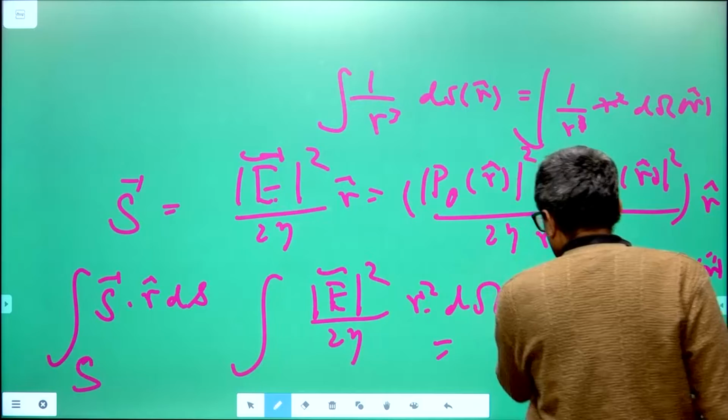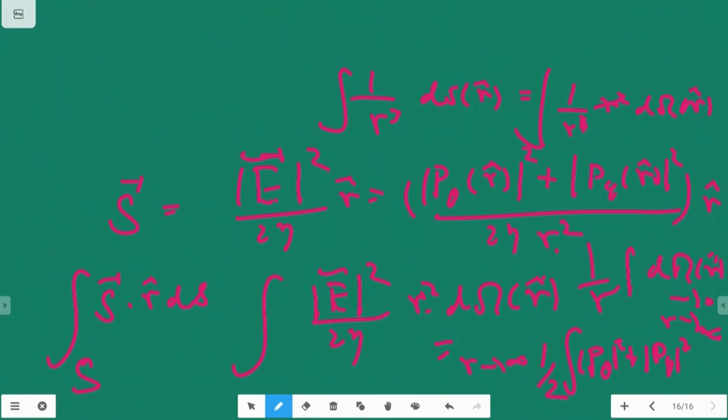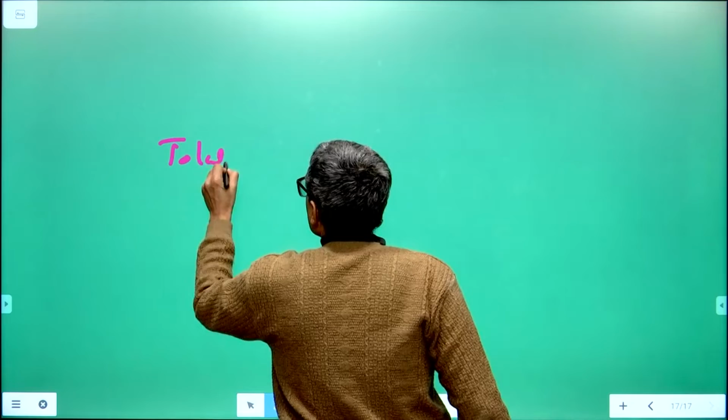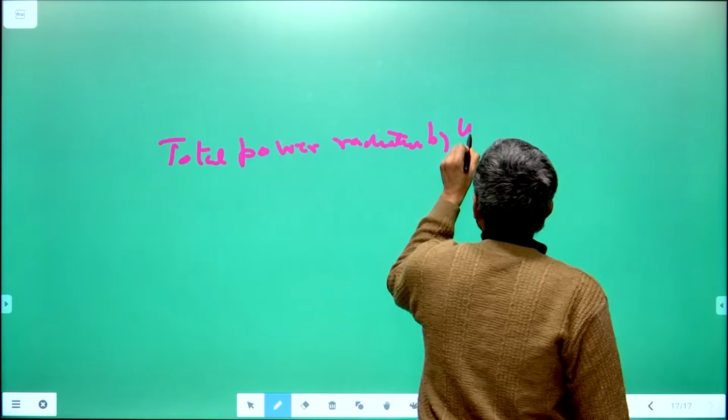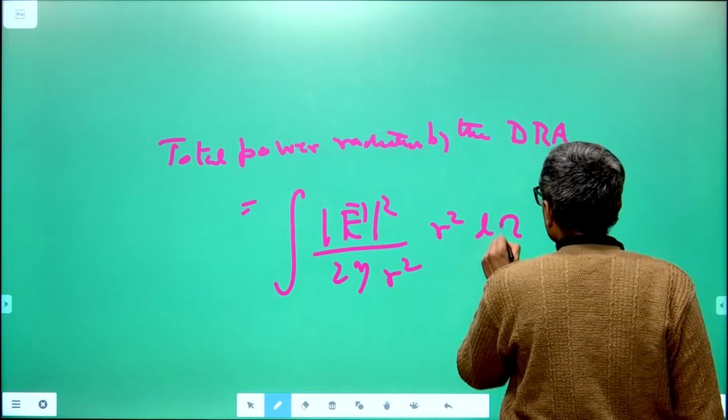So, this 1 by R square and this R square will cancel out. So, this will give you, as R goes to infinity, simply a surface term, 1 half of the integral of (mod P theta square plus mod P phi square) into d omega over the surface. That will give you the total power radiated. So, the total power radiated by the antenna, by the RDRA, by the DRA, dielectric resonator antenna, is equal to the integral of mod E square by 2 eta R square into R square d omega R cap. This R square will cancel out, sorry, it is mod P square.